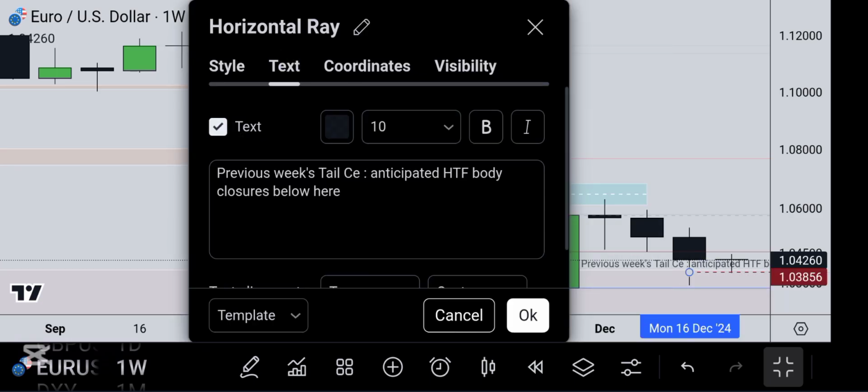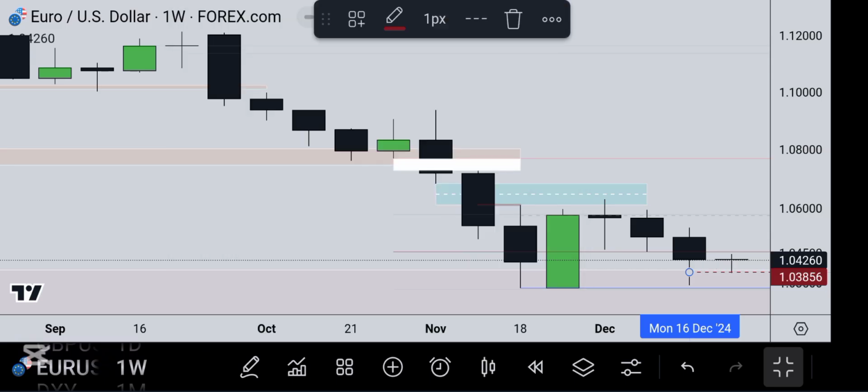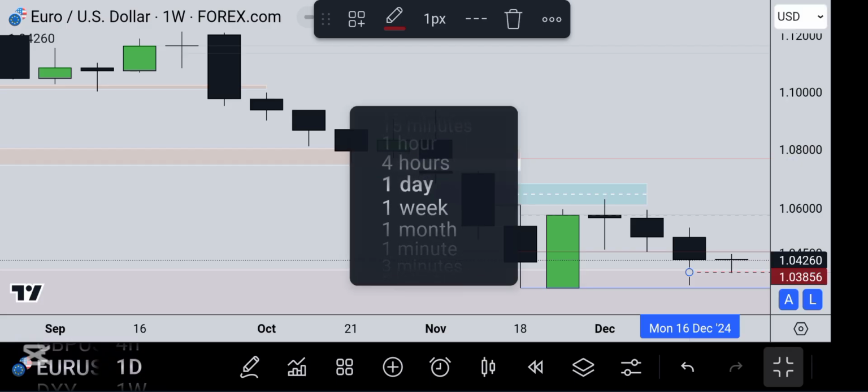It means something. Anticipate higher time frame body closure below here. Higher time frame is the daily, the monthly and the 4-hour time frame, in this case. In another case, I'll specify whatever higher time frame is. Now to the daily time frame.